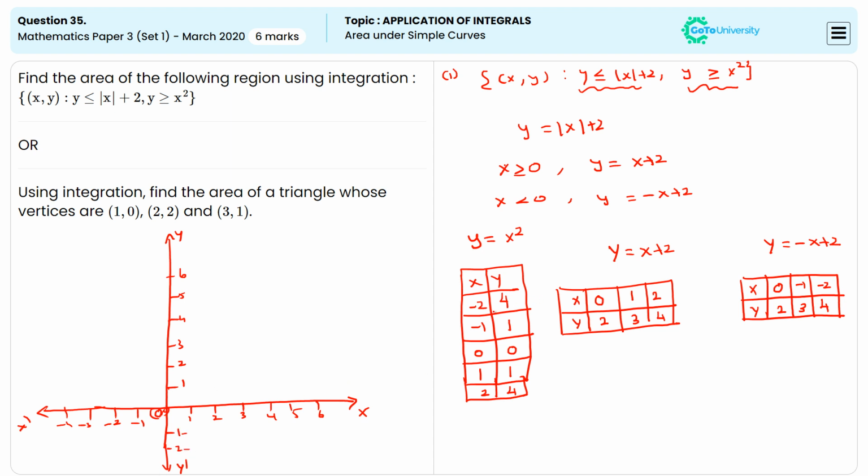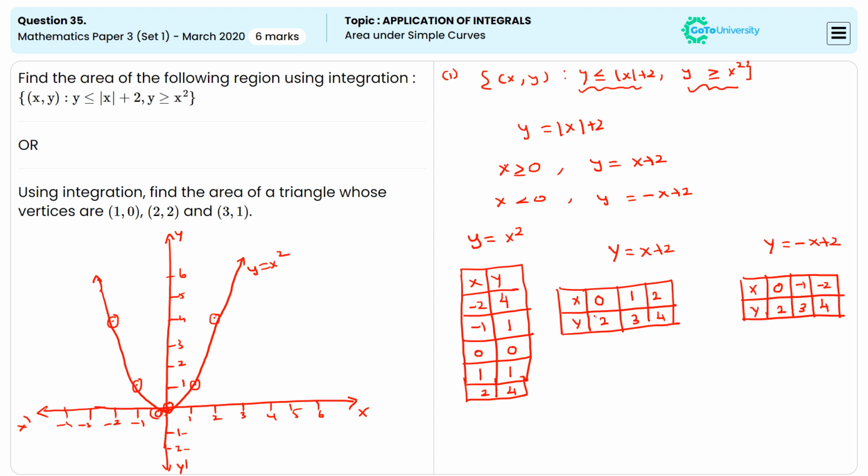Let us draw the parabola first. The first point is minus 2, 4, so x is minus 2 and y is 4. The next one is minus 1, 1. The center is 0, 0. The other points are 1, 1 and 2, 4. If we connect all the points, we get the parabola like this, y equal to x². Now let us draw the line.